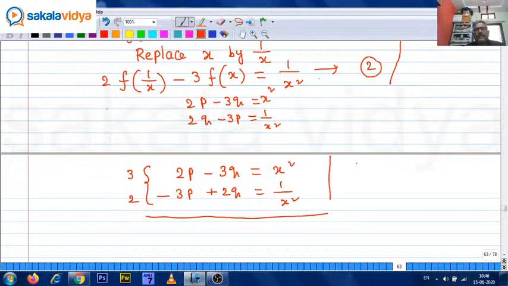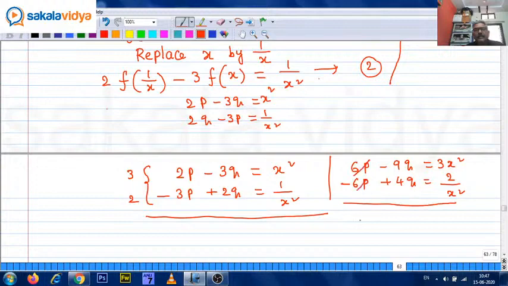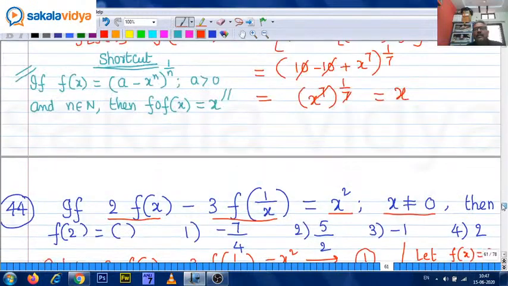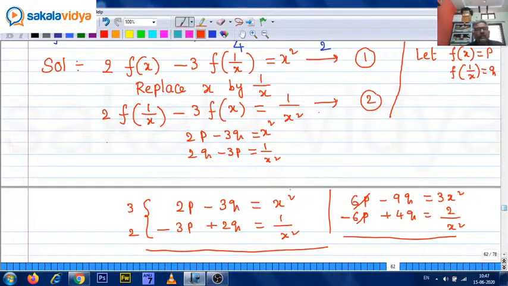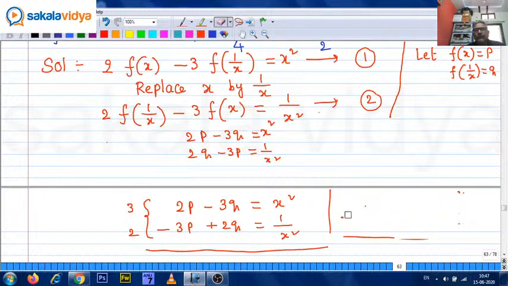You get 6p minus 9q equal to 3x square, minus 6p plus 4q equal to 2 upon x square. Adding, 6p gets cancelled. Sorry, we need the p value. Am I correct now? Sorry, I made a mistake.